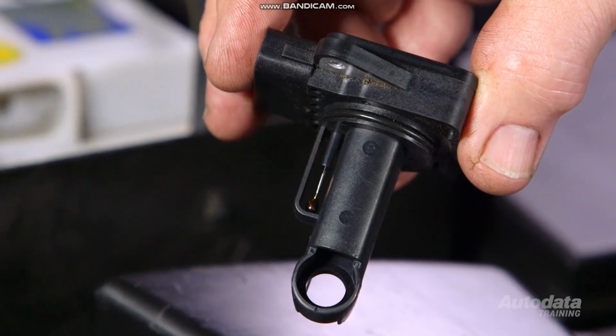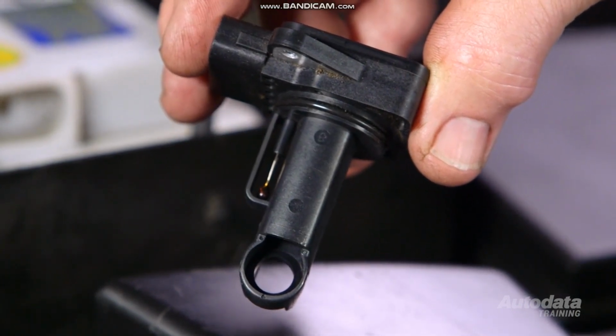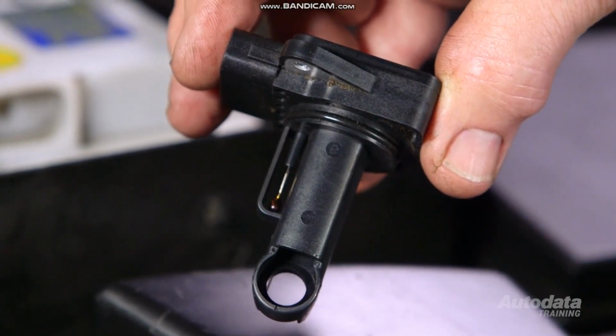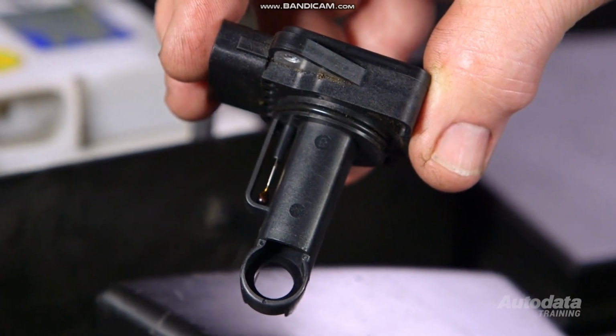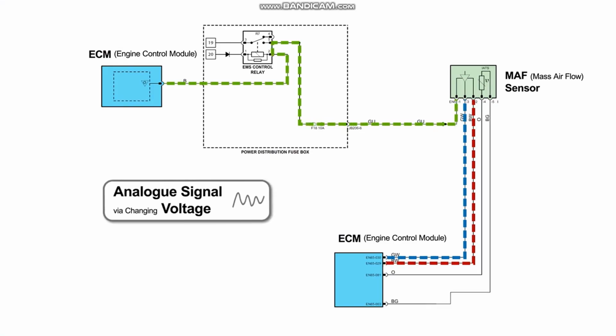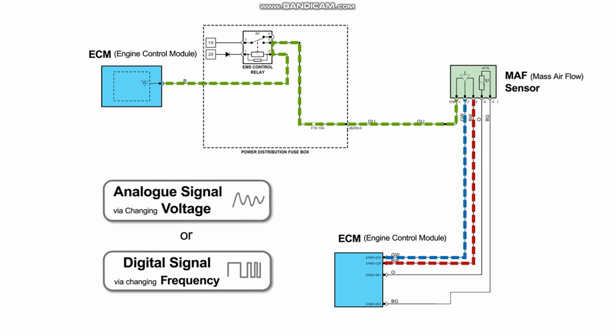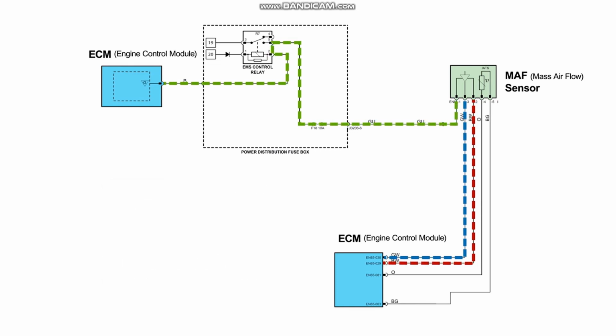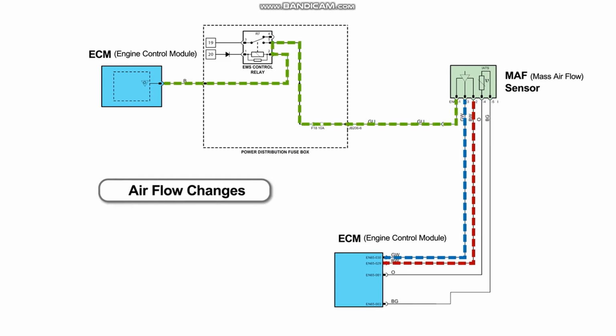There are several diagnostic trouble codes that are associated with a mass airflow, or MAF, sensor. In this diagnostic module, we'll look at the P0102 sensor low DTC. The MAF sensor sends information to the engine control module, or ECM, about the amount of air entering the engine. This can be an analog signal via a changing voltage or a digital signal via a changing frequency. The voltage or frequency produced by the MAF sensor changes as the rate of airflow changes.